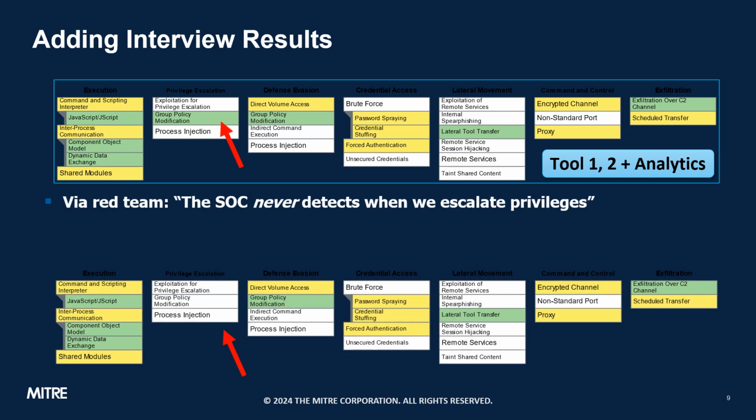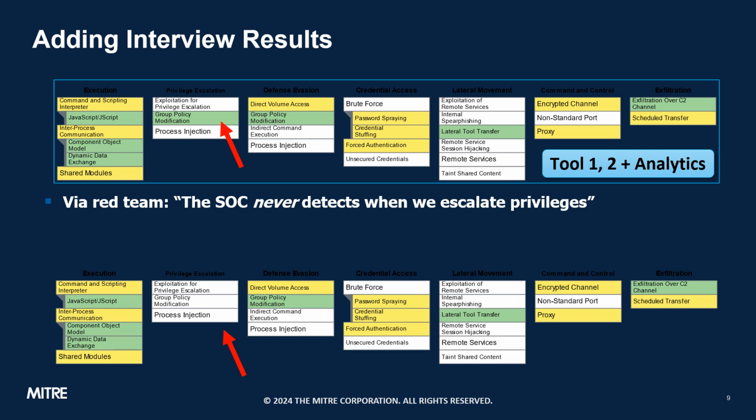So the first one is from the red team. They say that the SOC never detects when we escalate privileges. Here, we're going to downgrade that group policy modification coverage to low confidence of detection because this statement from the red team is very assertive and it's pretty good evidence that there's likely a gap there. In this example, we're of course going with low confidence, but you might look at this and depending on the context, say, oh, that might be some confidence is a better fit.